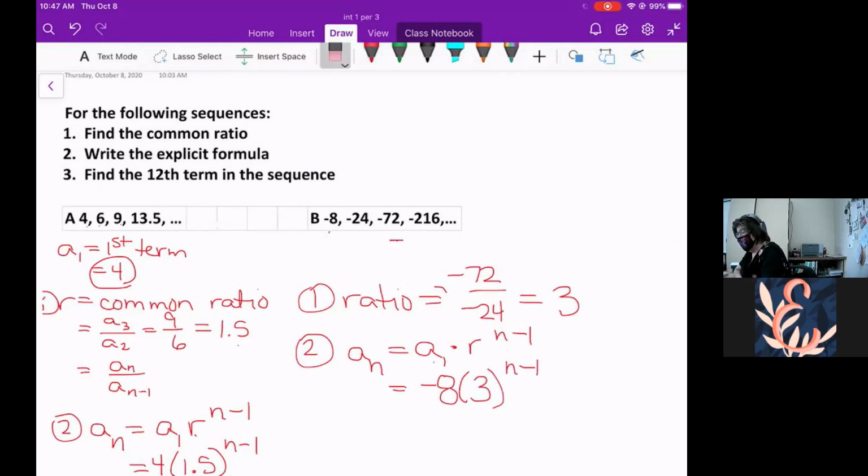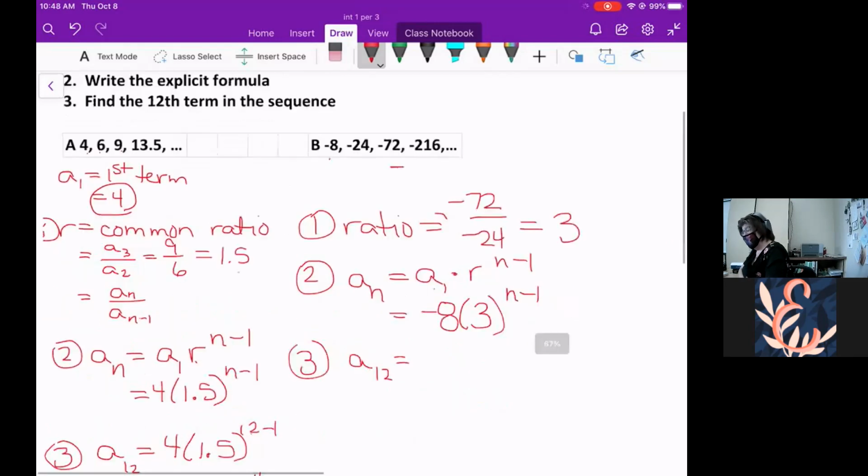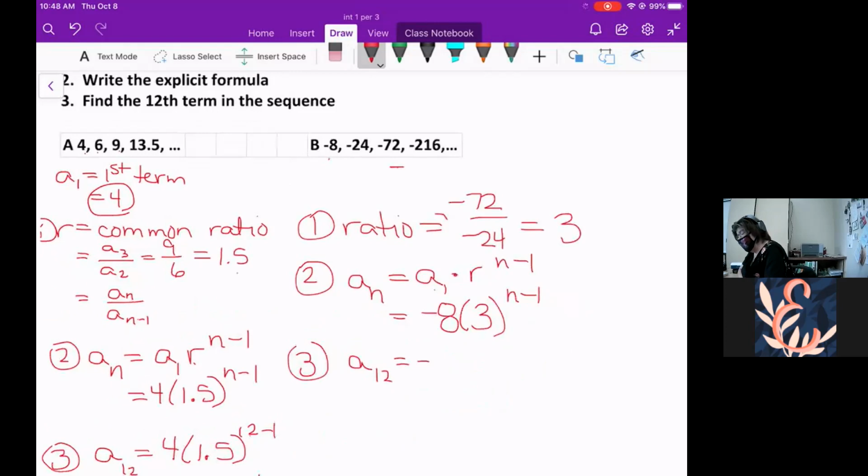Now do the last part. I want a sub 12. I'm going to warn you, it's a huge number. Put in the negative 8, parenthesis 3, 12 minus 1. So I want negative 8 times 3 to the 11th power. Okay, put that in your calculator.